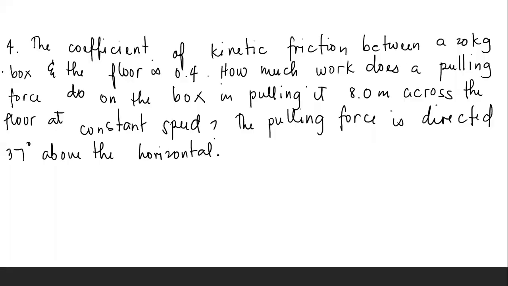Now, another example, for number 4, the coefficient of kinetic friction. The coefficient of kinetic friction between a 20 kilogram box and the floor is 0.4. How much work does a pulling force do on the box in pulling it 8.0 meter across the floor at a constant speed? The pulling force is directed 37 degrees above the horizontal. Now, let us have a background about the friction before we solve for this one.